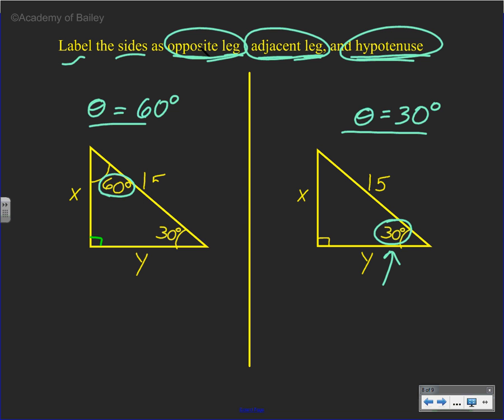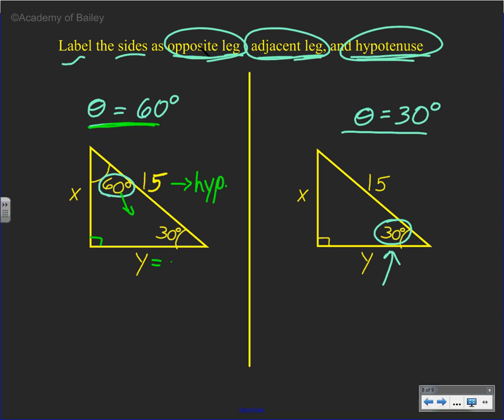So the hypotenuse is right here. HYP, I'm going to abbreviate that as hypotenuse. Hypotenuse is always across from the right angle. Now, if we're using theta to be 60 degrees, the opposite leg is always across from the angle we're using.